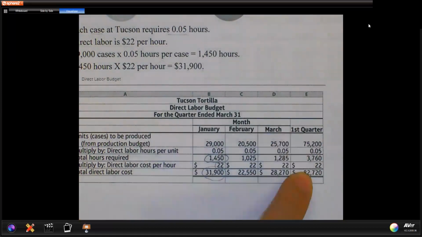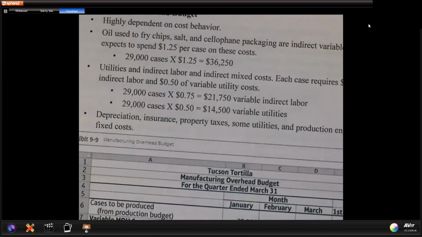We do the same for February, and the same for March. And then for the first quarter, there is no beginning inventory or ending inventory. We just add everything to be our quarterly number. Straightforward, right? The next one, we will talk about the manufacturing overhead budget.